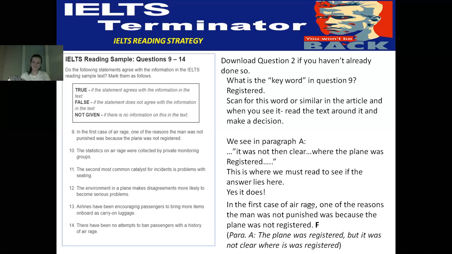In the first case of air rage, one of the reasons the man was not punished was because the plane was not registered. So it's false, right? The plane was registered, but it was not clear where it was registered. Very, very iffy, isn't it, in my opinion?